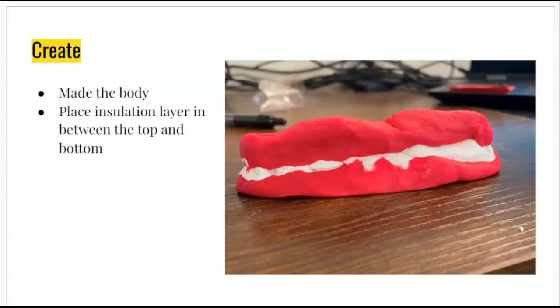Then I went on creating. If I'm being honest, I followed along with one of the examples that came with the kit, which I was very appreciative of. The first part I created was the body of my insect. I had a top and a bottom layer of the body, and then I put the insulation layer in between the top and the bottom, making sure that they were not touching.